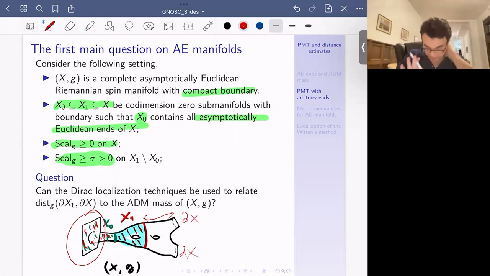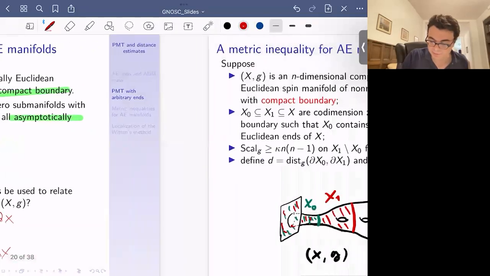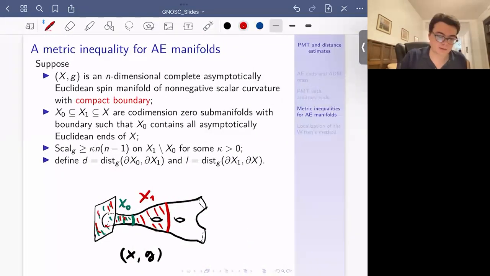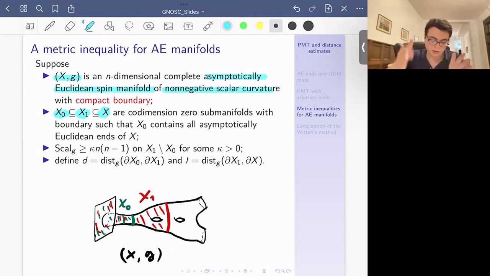All right, so now let me state our main results. So suppose that X is an n-dimensional complete asymptotically Euclidean spin manifold, which has non-negative scalar curvature and compact boundary. I mean, these are actually the same conditions. Then suppose that you have X0 sitting inside X1. So this is sort of a partition of the asymptotically Euclidean manifold. And then I'm going to assume that the scalar curvature, now I wrote the scalar curvature condition a little bit more precisely, is uniformly positive on X1 minus X0.